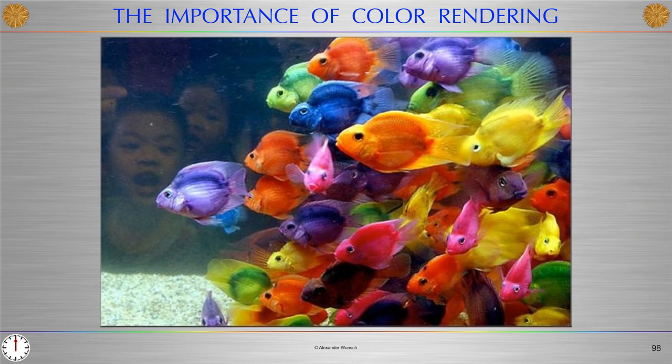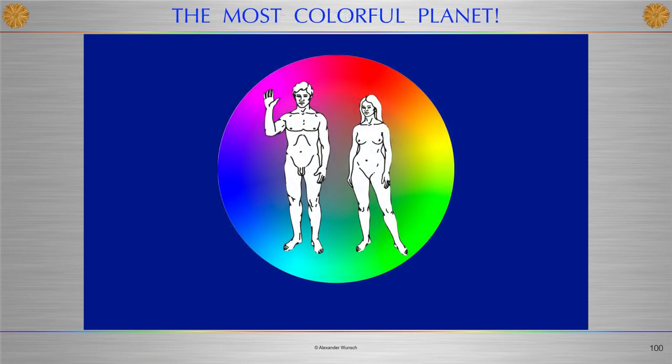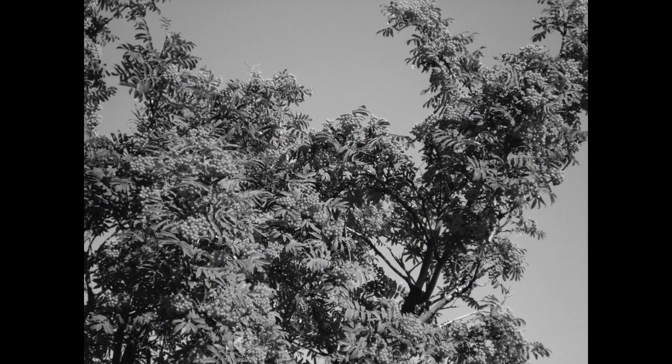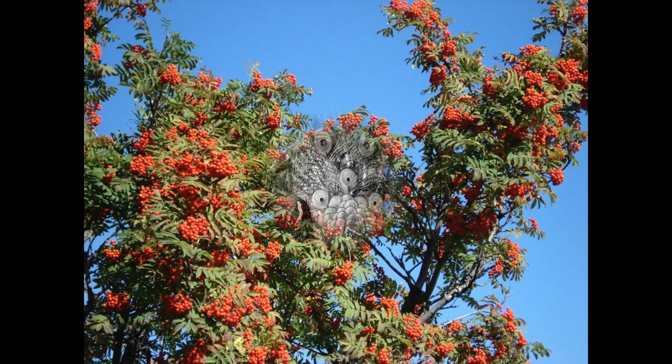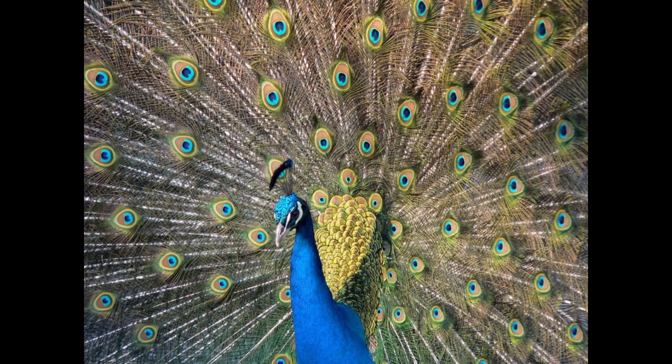So the importance of color rendering. The Earth is the most colorful planet, and color means information. Color gives us a lot of information. What is shown here can only be detected when I add the color to the slide. The same to this bird. Now you can see he's not alone. He has a lot of eyes, a lot of guys behind him. They would help him if you start to hassle with him. So again, some enhancement, some increased information.